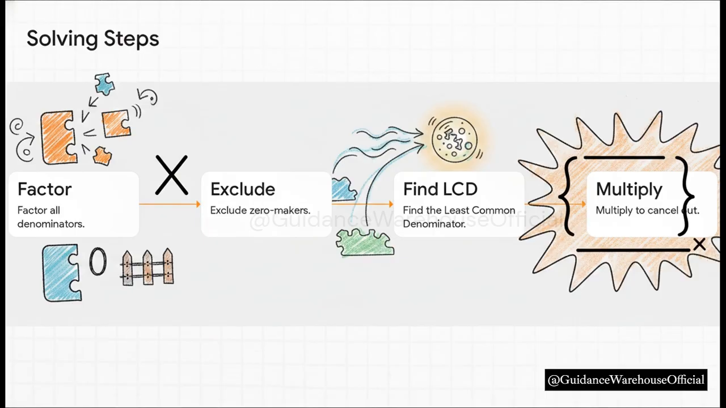Step 1, factor all of your denominators. Step 2, exclude your zero makers. Step 3, find your least common denominator, or the LCD. And step 4, well, this is the absolutely crucial point. Multiply the entire equation by that LCD. When you multiply by the least common denominator, it literally cancels out the fractions entirely. You're just left with a nice, flat, easy-to-solve equation.